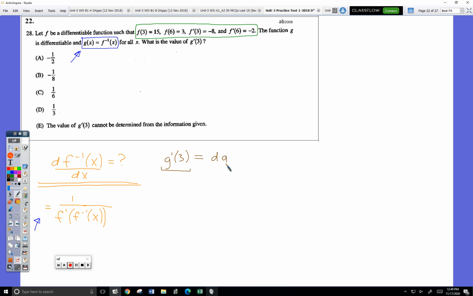We want to find the derivative of g. Now, you can't put a 3 here. If I put a 3 here, that means to put a 3 into g first and then take a derivative. I don't want to do that. I want to take a derivative of g, then plug in 3. So I put a bar, which means I'm going to find the derivative of g first, then I'm going to plug in x equals 3.